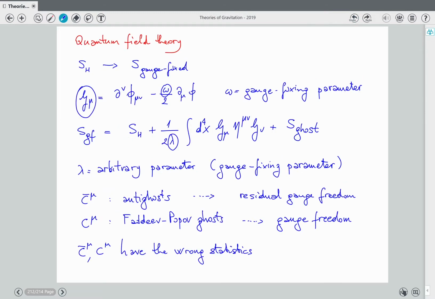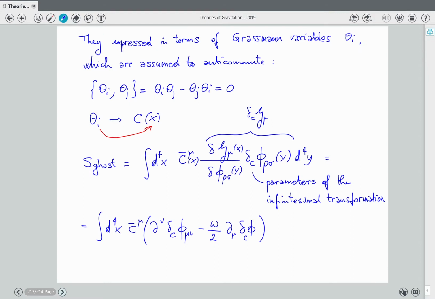If you compute scattering processes of unphysical components, like the longitudinal component of the photon, or temporal and longitudinal components of the metric, or the Fadeev-Popov ghosts, those will depend on everything. They will depend on lambda, they will depend on omega, they will depend on the gauge fixing. But if you compute the physical processes only, which means scattering processes of the two ellipses, then you don't have that dependence. And this is encoded into S_GF.